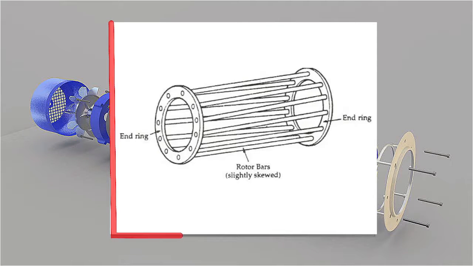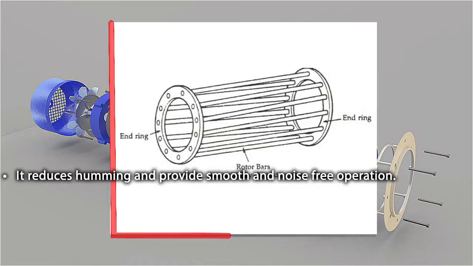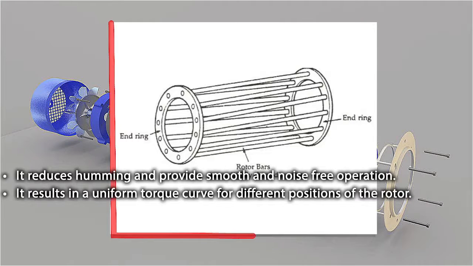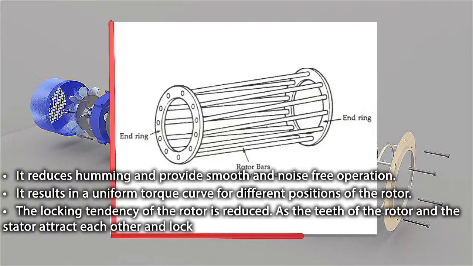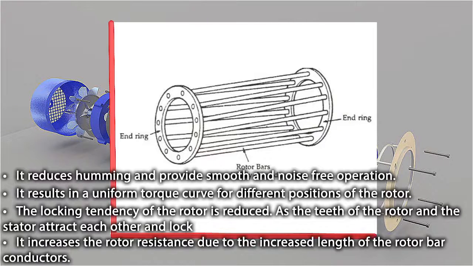The skewing of the rotor conductors has the following advantages. It reduces humming and provides smooth and noise-free operation. It results in a uniform torque curve for different positions of the rotor. The locking tendency of the rotor is reduced, as the teeth of the rotor and the stator attract each other and lock. It increases the rotor resistance due to the increased length of the rotor bar conductors.